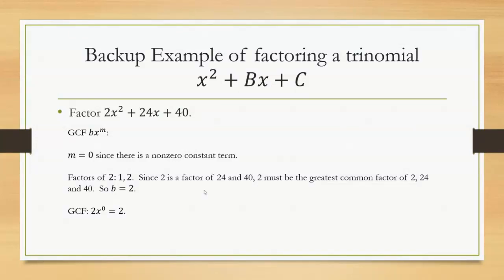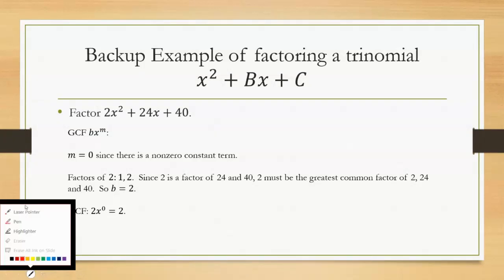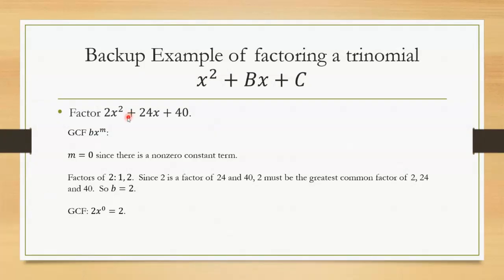But here what's going to happen is, notice at first, this technique is not going to work. It looks like it won't work, right? Because our leading coefficient is not 1. But right away, you should notice that the GCF is not going to be 1, right? Because 2 is a factor of 24 and 40. In other words, you could factor out a common factor. We'll see that next time.